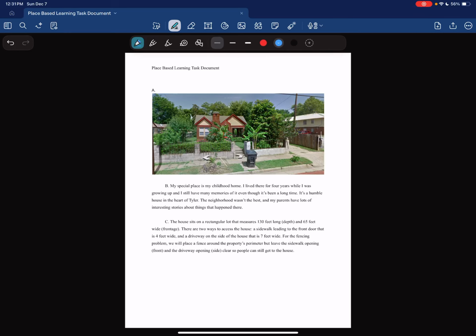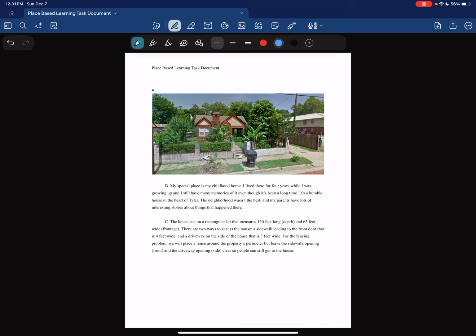All right, so for my place-based learning task, I chose my childhood home, which sits on a rectangular lot that measures 130 feet long and 65 feet wide. There are two ways to access the house. There's a sidewalk leading to the front door that is 4 feet wide, and the driveway on the side of the house that is 7 feet wide.